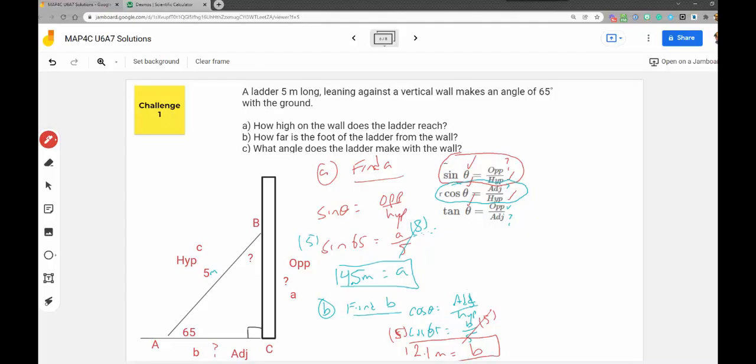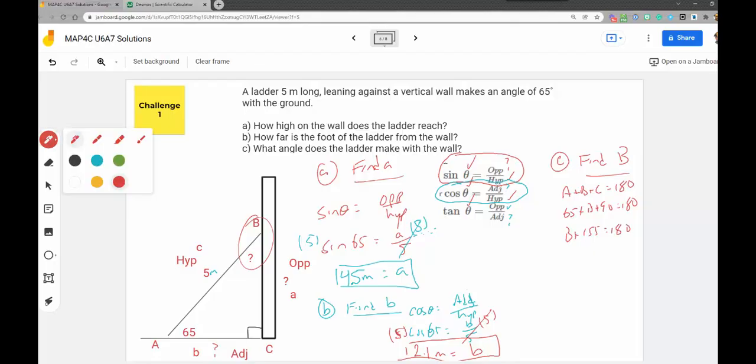meters. Okay, and then for part C, we're going to find angle B, right? What's the angle between the ladder and the wall? So now we know that A plus B plus C equals 180, angle sum of a triangle theorem. So 65 plus B plus 90 equals 180. I've got B plus 155 equals 180. I want B on its own, so I'm going to get rid of that 155 by taking 155 away from both sides, and I'm left with B equals 25 degrees.